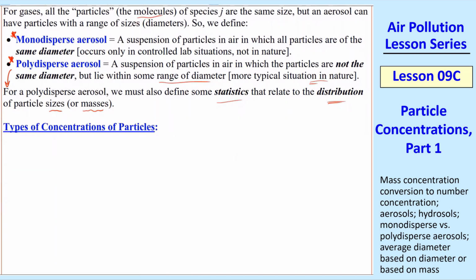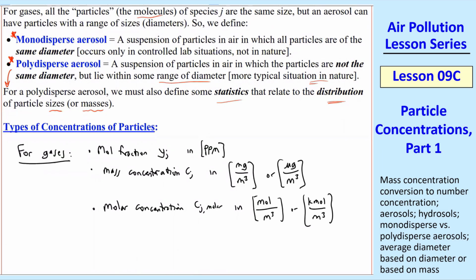So next I want to talk about types of concentrations of particles. First of all, recall that for gases we use mole fraction or mass concentration or molar concentration. And I list the units for each of those. Mole fraction is ppm, and then mass concentration is milligram per meter cubed or microgram per meter cubed. Molar concentration is in mole per meter cubed, kilomole per meter cubed.